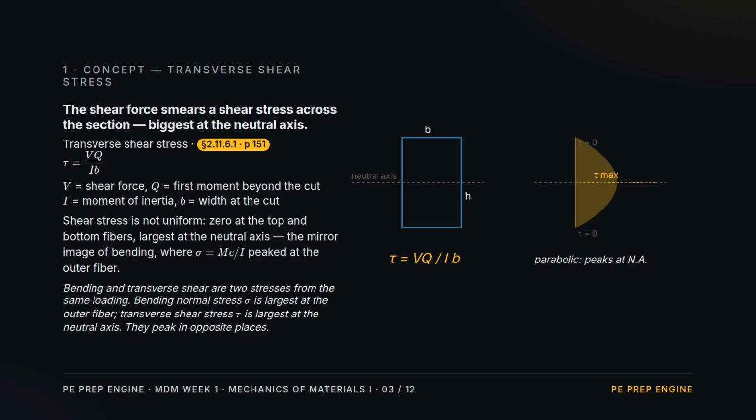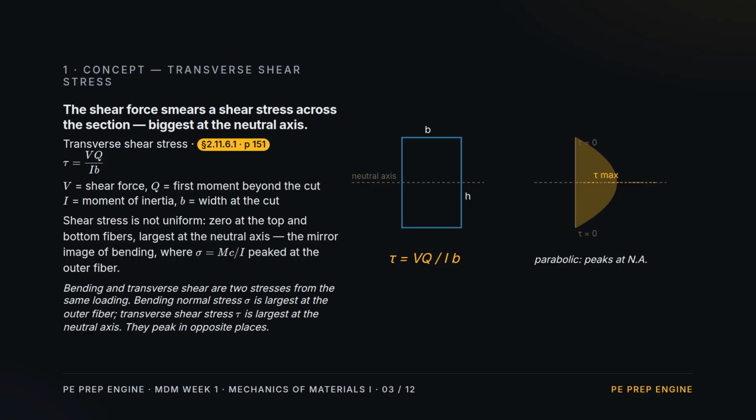Concept 1. Transverse shear stress. The internal shear force does not act at a single point. It smears a shear stress across the whole depth. Tau equals V times Q divided by I times B. The shear force times the first moment, divided by the moment of inertia and the width at the cut.